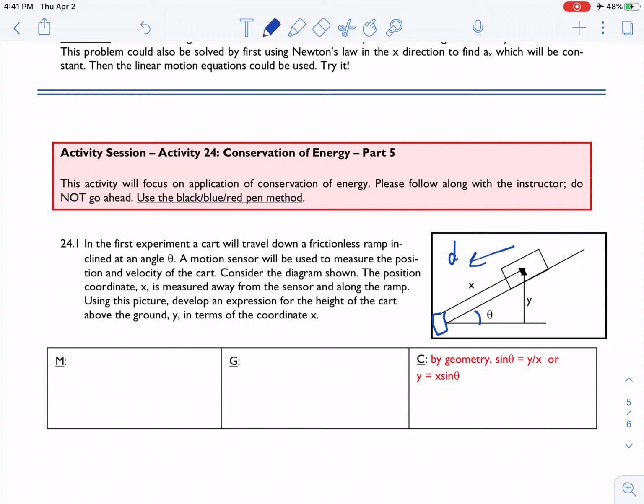Okay, so this is what you do when you have an inclined surface. You relate x and y, as we did in an example earlier. So using the geometry, sine theta is opposite over hypotenuse. You can see that opposite is y, and the hypotenuse is x, so it's going to be y over x. And rewriting this for y, it becomes x sine theta. Okay, so that is how we relate x and y.